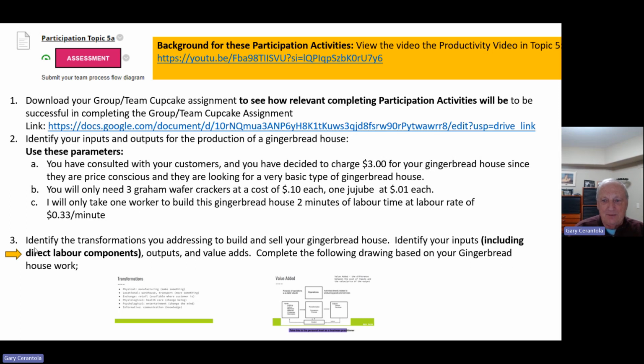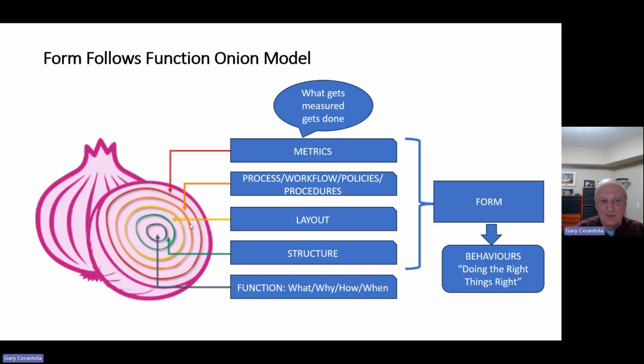And then you're going to answer these questions. Identify the transformation that you're addressing when you're building and selling this gingerbread house. And this diagram comes right out of the slide deck, out of topic 5, and you're going to tell me which transformation it is. This is the list of transformations, so you could find it out of here and go ahead and answer that question inside of 5B.